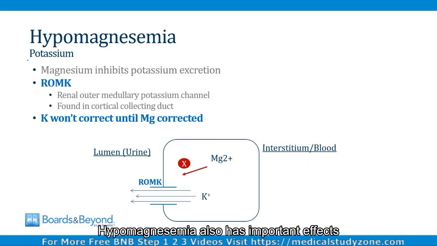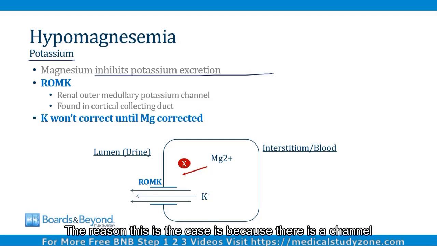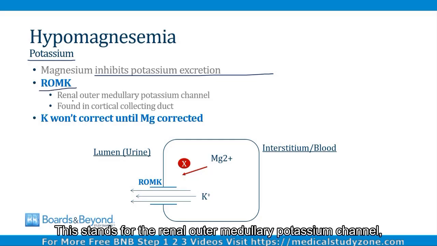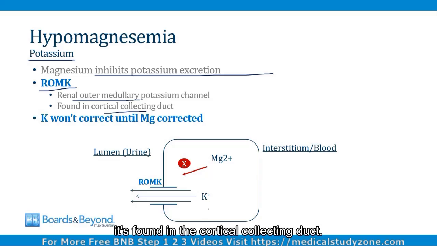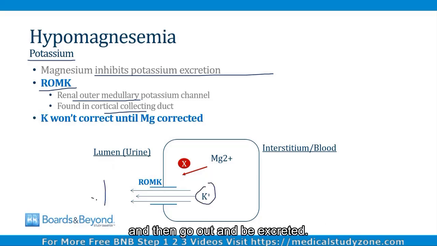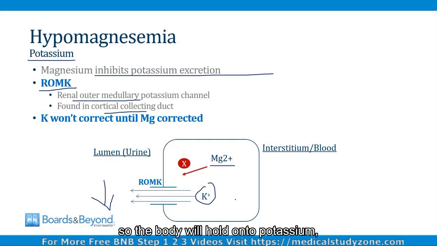Hypomagnesemia also has important effects on potassium metabolism. In particular, magnesium normally inhibits potassium excretion. This is part of the normal physiology of the body. The reason this is the case is because there is a channel in the kidneys called the ROMK channel. This stands for the renal outer medullary potassium channel. It's found in the cortical collecting duct. And what this channel does is allow potassium to diffuse out into the urine and then be excreted. Magnesium normally inhibits the function of this channel, so the body will hold on to potassium.